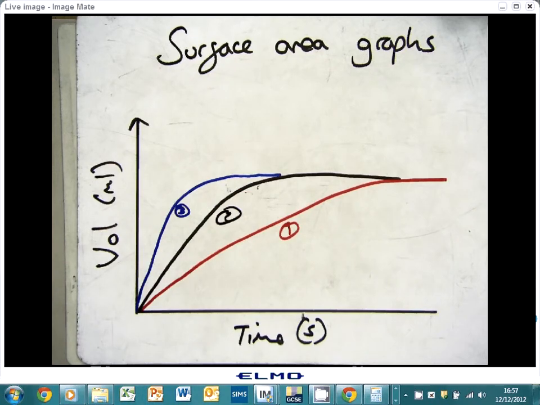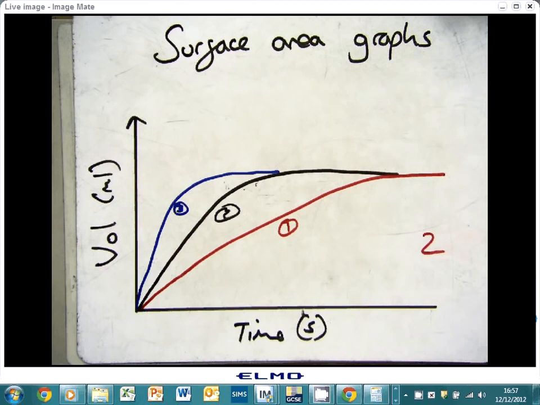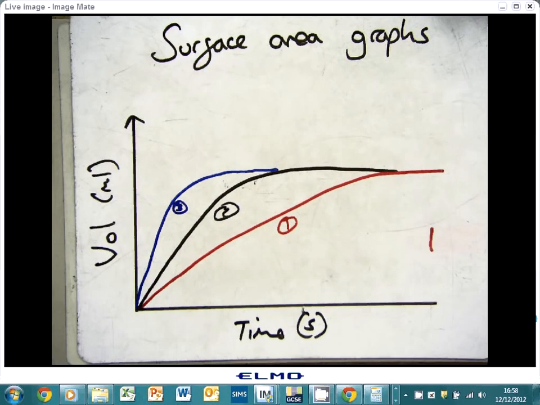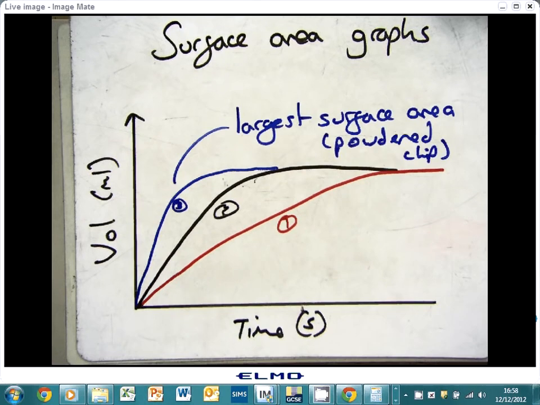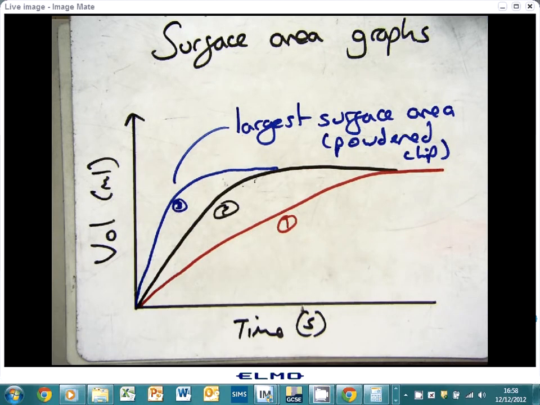It's a very similar idea with surface area. So can you guess which one of these has the highest surface area? Which one is the powdered marble chip? Answer in 3, 2, 1. Hopefully you guessed correctly. Number 3, this one with the steepest slope, has the largest surface area, which is the powdered chip. So 1 is the smaller surface area, the large chips.